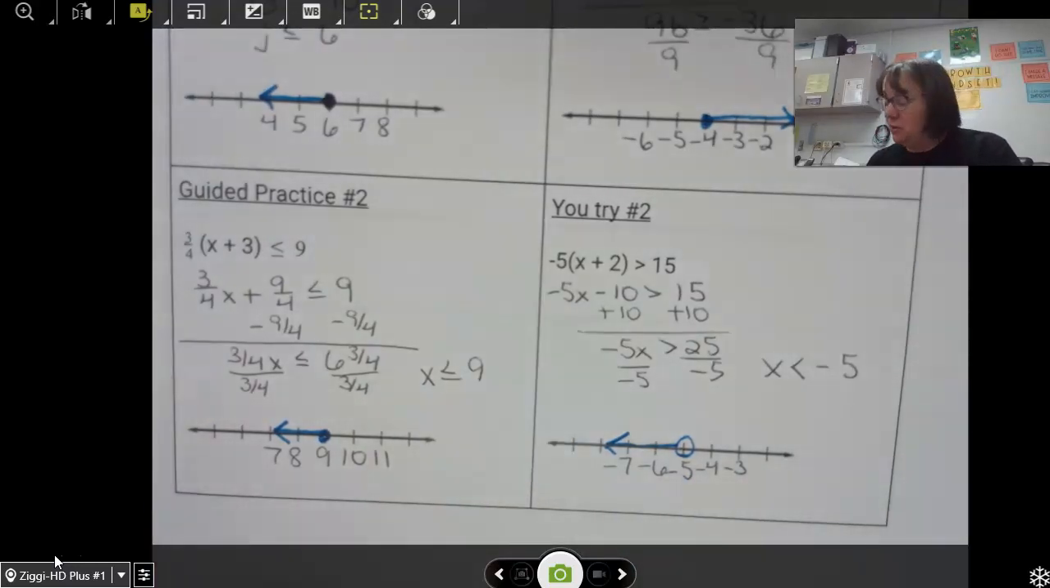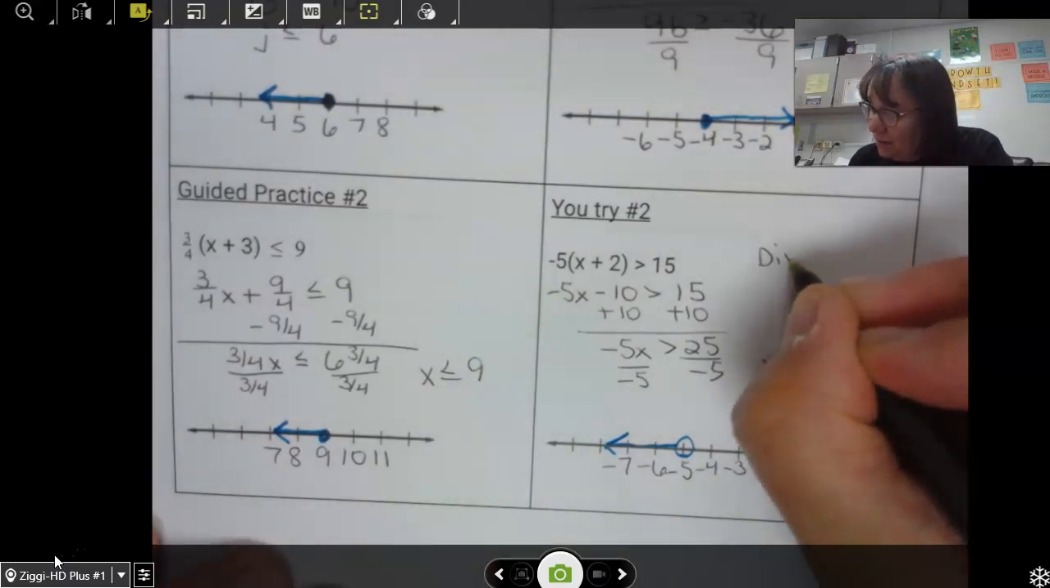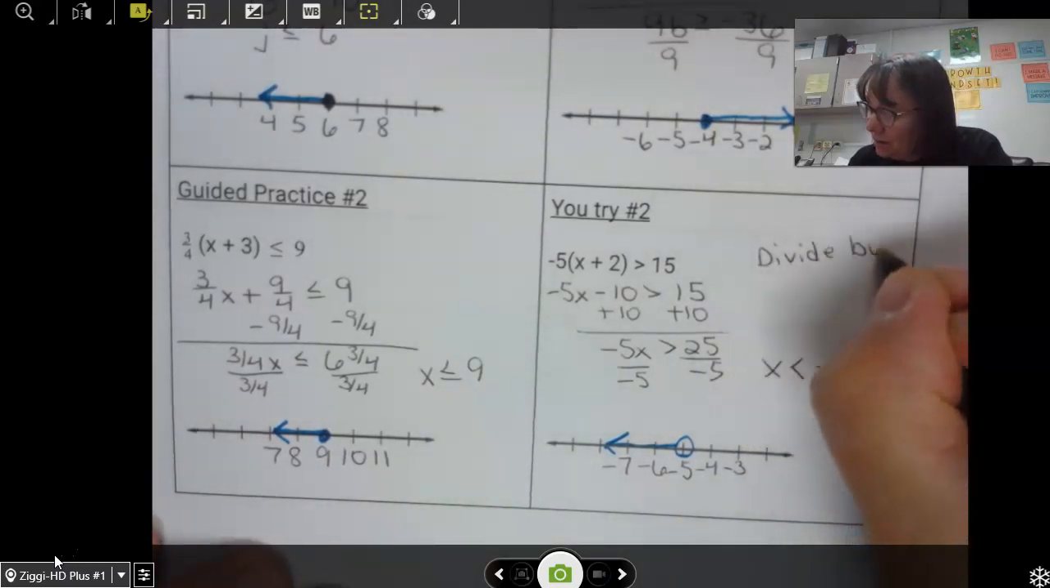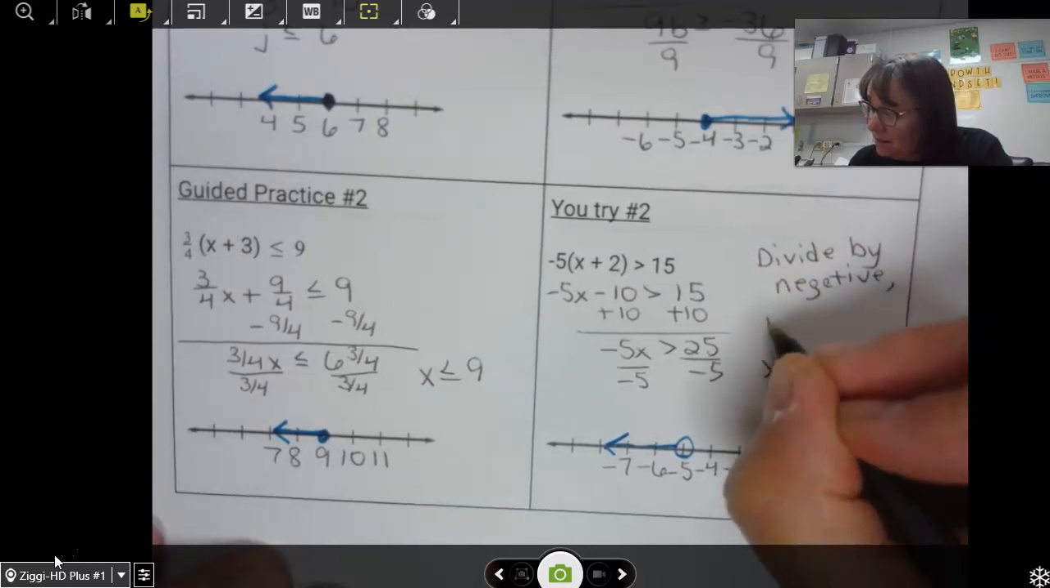Okay, so that was the first one we had where we had to divide by a negative. I'd write a little note here so that you see what that example looked like. Flip the sign.